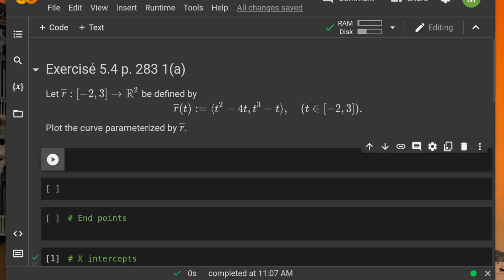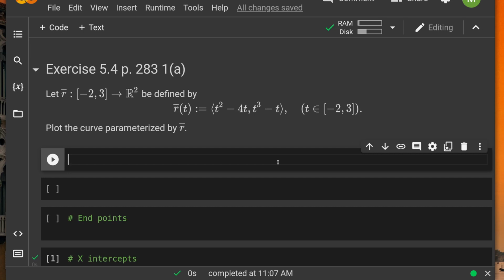Let's take a look at this question. This is exercise 5.4, number 1a. We're being asked to plot the curve that is parameterized by this vector function r. The domain is from -2 to 3 and maps into R2. So the image under r has two components, an x component and a y component. Instead of doing this by hand, let's do this using a computer.